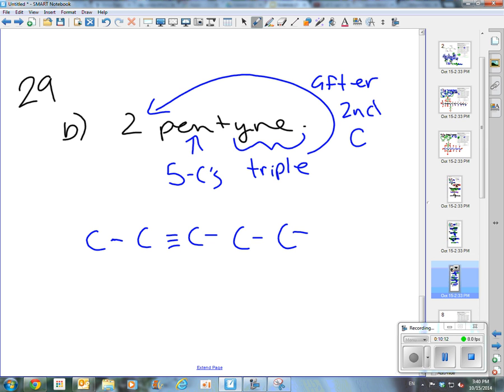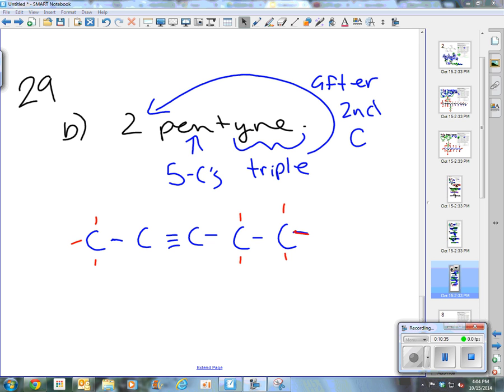Now I need to make sure that I am covered with my hydrogens. Well, this guy here has 4 bonds. This one here has 4 bonds. So I have the triple bond here, with the 3 bonds, so then I've filled in my end there.